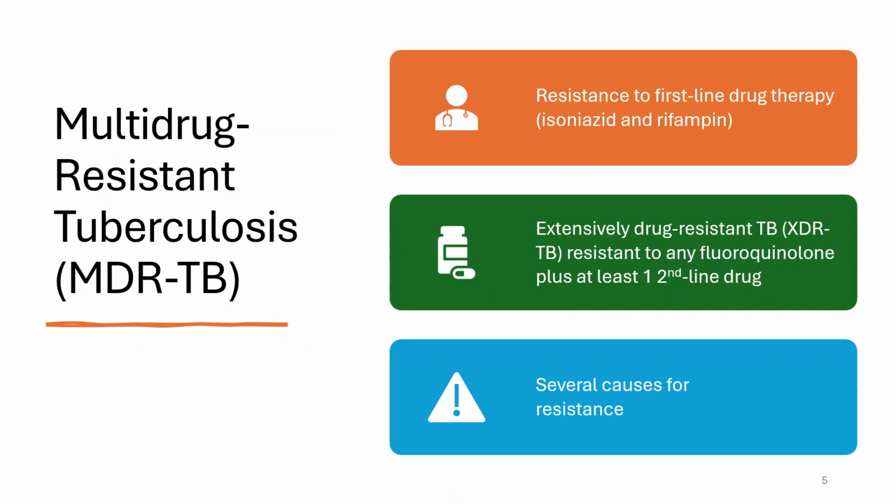Once a strain of TB develops resistance to first-line drug therapy, it is defined as multi-drug resistant TB. Extensively drug-resistant TB is a rare type of MDR TB that is resistant to any type of fluoroquinolone and at least one second-line drug. Resistance results from several problems, including incorrect prescribing, lack of case management, and non-adherence to the prescribed regimen.